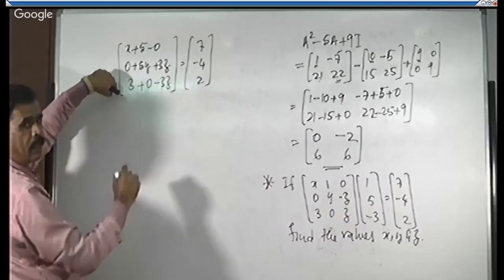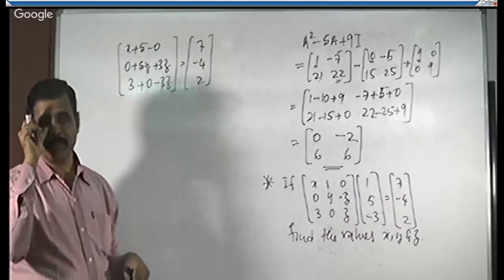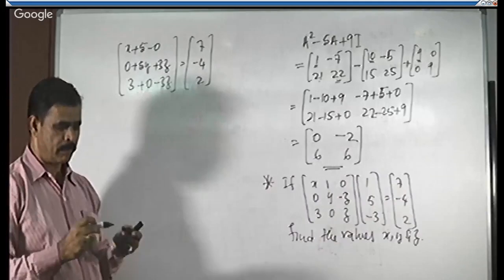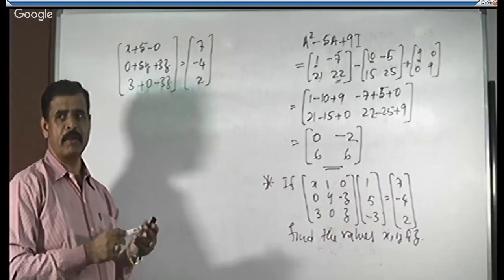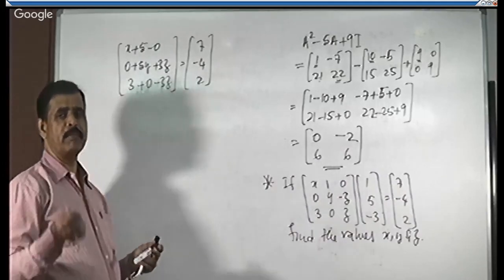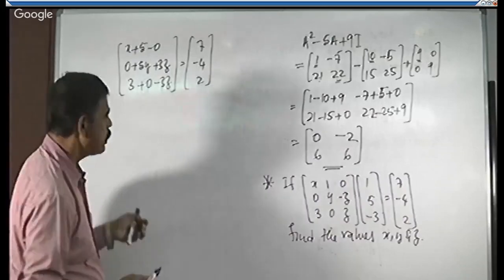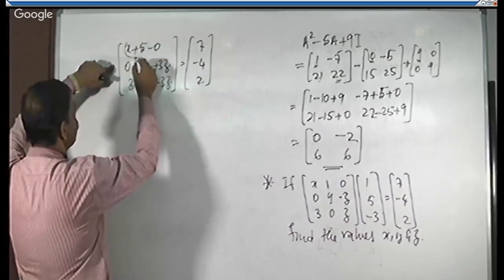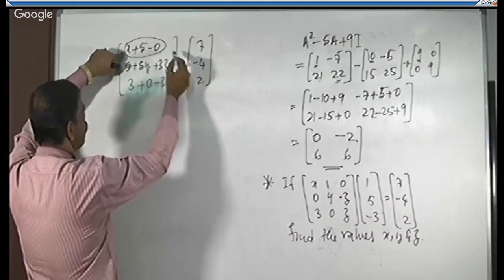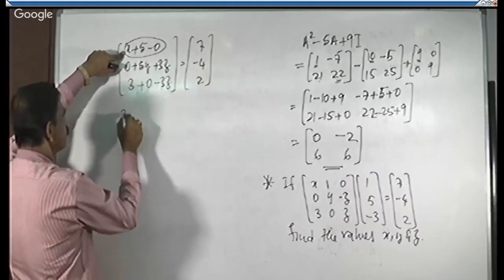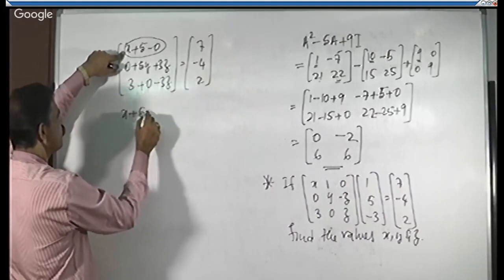So according to equal matrices, what is the meaning of equal matrices? When two matrices are said to be equal, they should have the same order and the corresponding elements also the same. Using that concept, this is a single element which is equated to 7, which means x plus 5 is equal to 7.